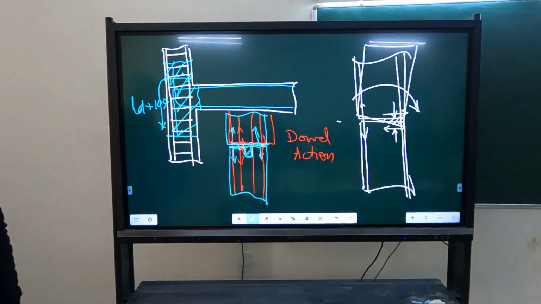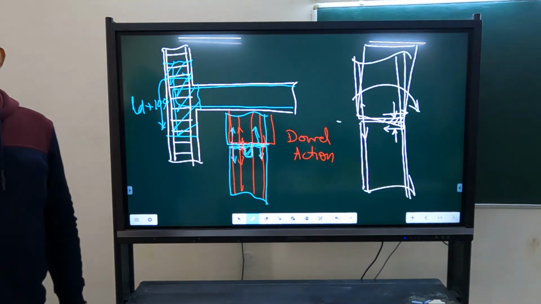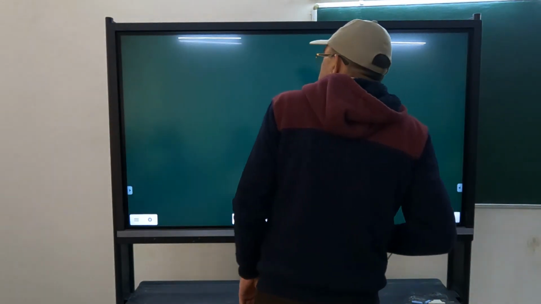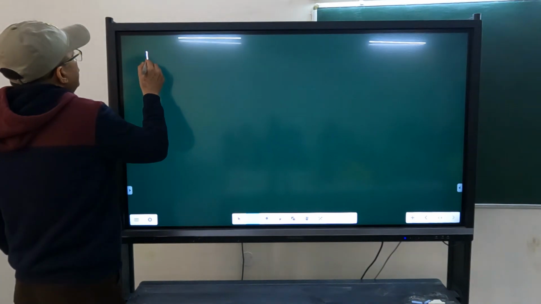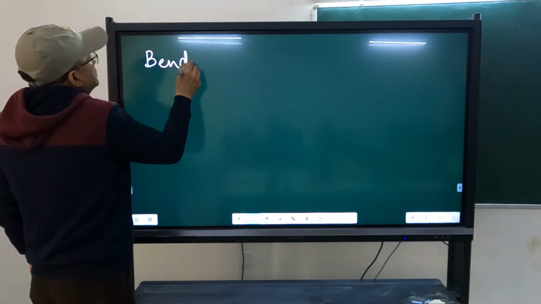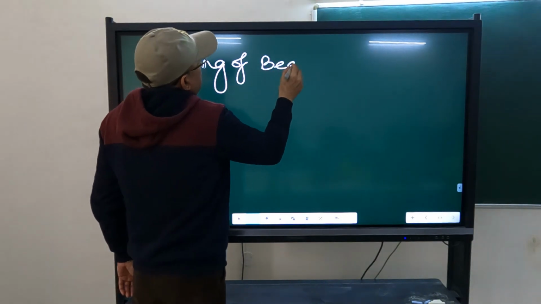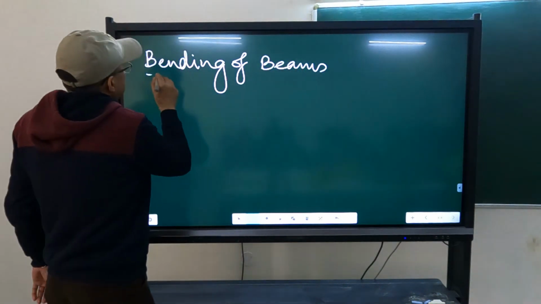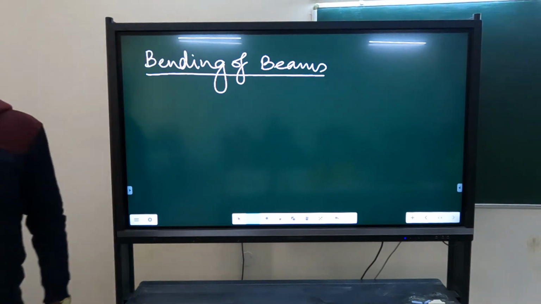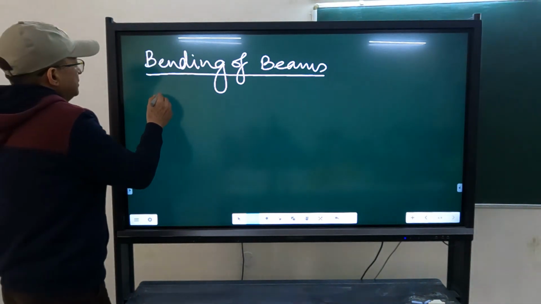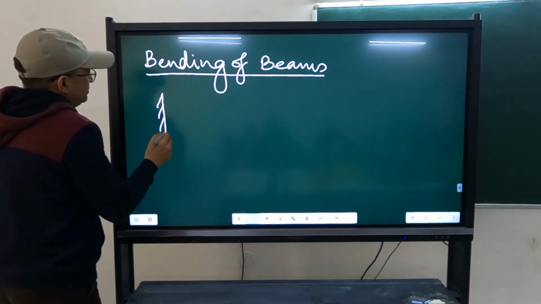Anything else? If not, let's move forward. We will talk about bending of beams. You have already done this in your undergraduate first year itself. We will revise that.